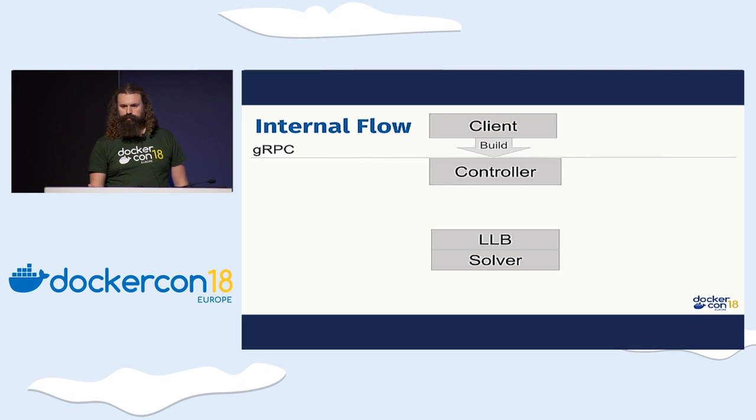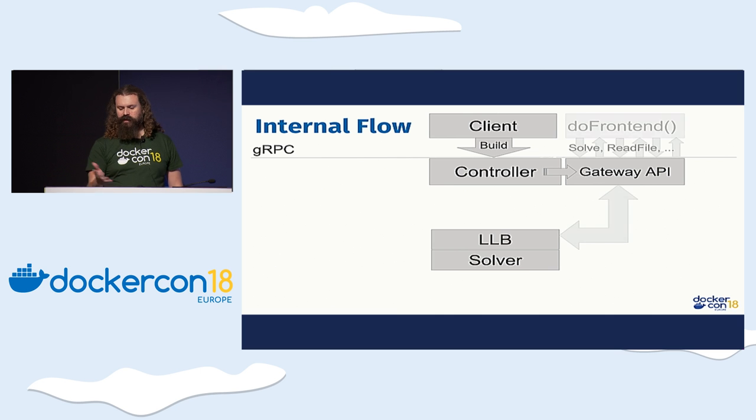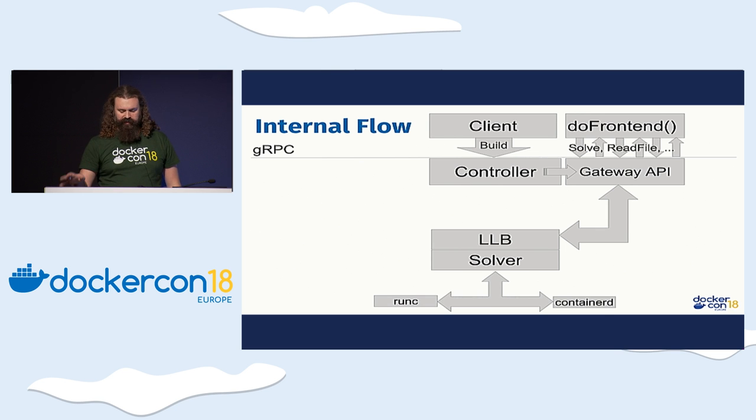So if the client calls build, it calls controller with that. And what that causes to happen, it causes a gateway API to be instantiated on the public gRPC interface. This is a gRPC interface that is accessible to the front ends. It's the way the front end gets to do its stuff. So having done that, when the client's called build, it would then launch its front end on the client side. The front end functionality would then use all of these gateway methods, which the gateway then forwards through to the solver as LLB. The solver figures out what it needs to do, evaluates whether things are cached, and if it needs to do anything, it'll call out to either runc or containerd to actually run a container and perform a build step.